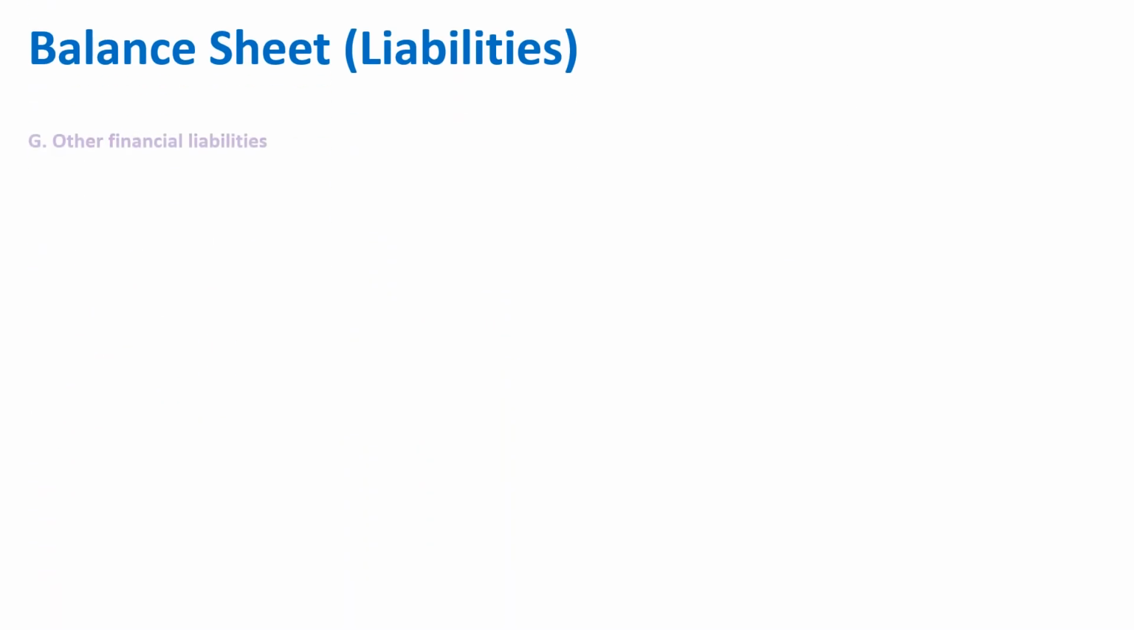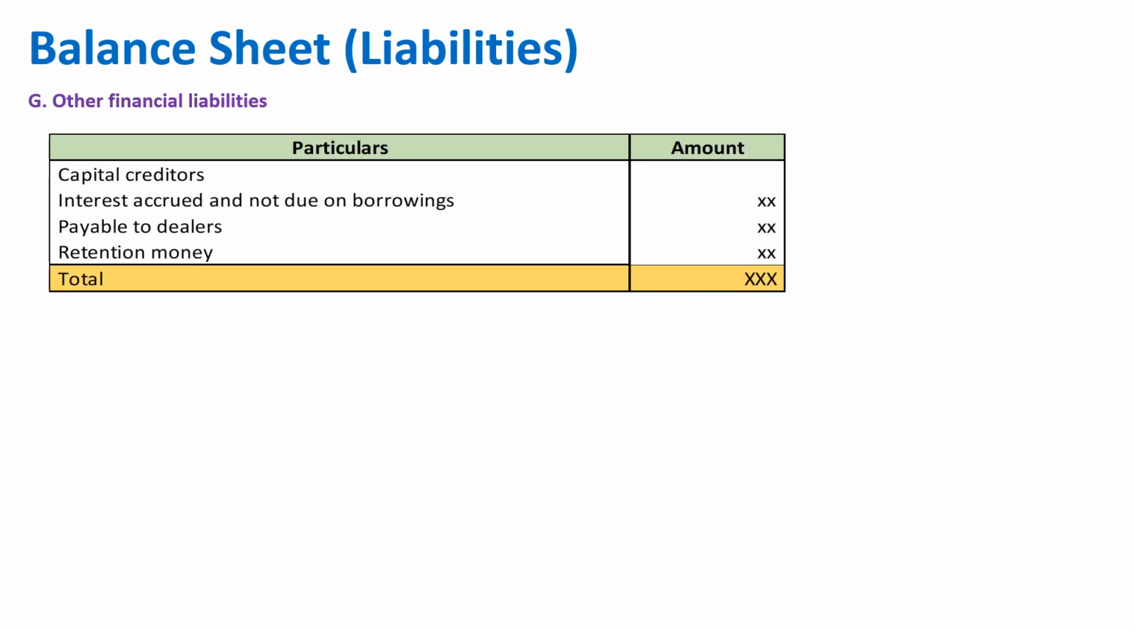Coming to the next item, other financial liabilities. Under other financial liabilities, you will have things like capital creditors, interest accrued and not due on borrowings, payable to dealers, retention money. These are all other financial liabilities.